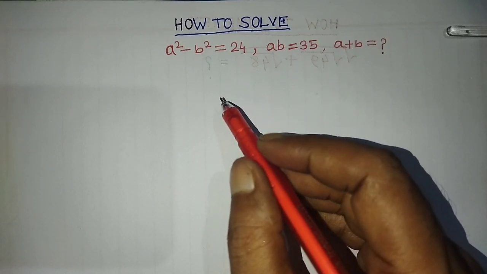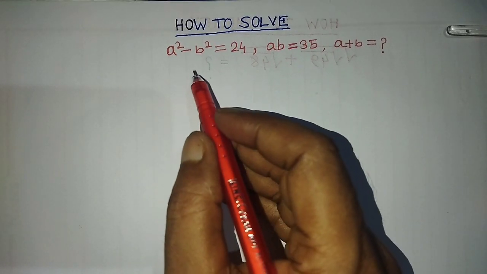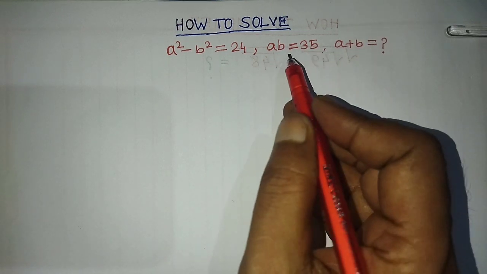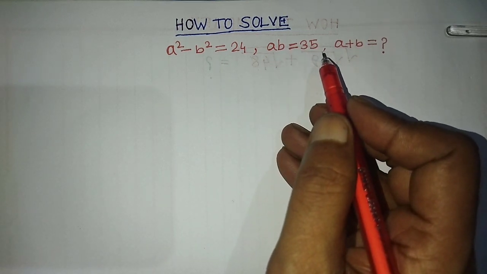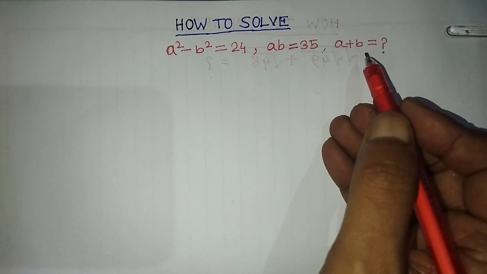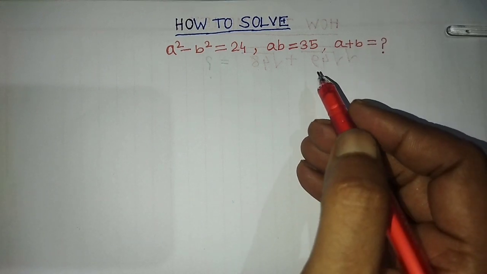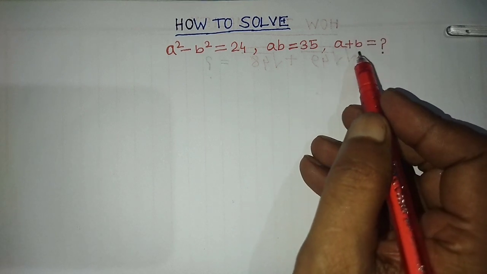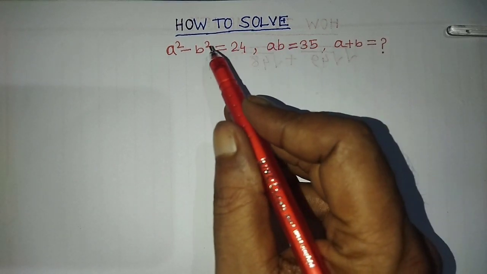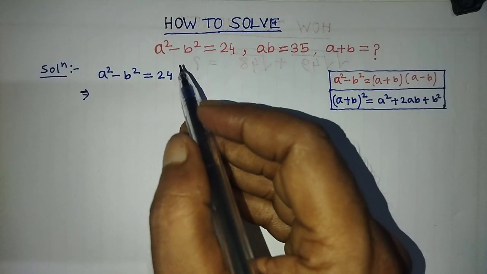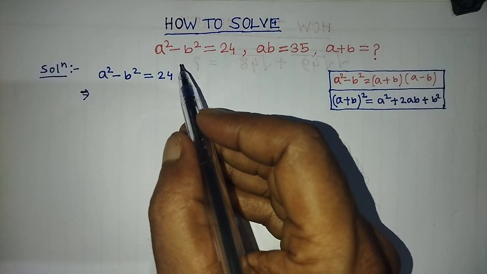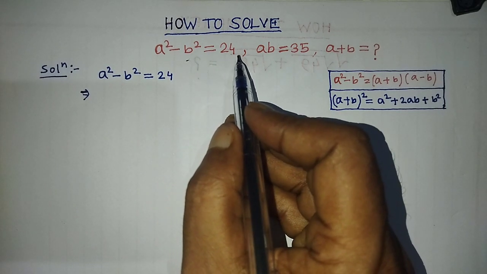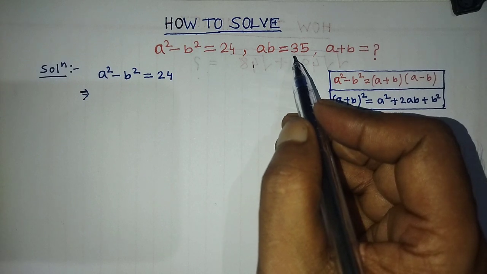So my dear student, today our question is: if a square minus b square is equal to 24 and a into b is equal to 35, then find the value of a plus b. In this video I will tell you how to find the value of a plus b from this algebraic equation. Our given algebraic equations are a square minus b square is equal to 24 and a into b is equal to 35.